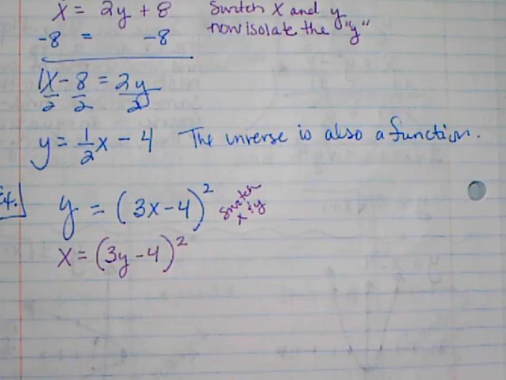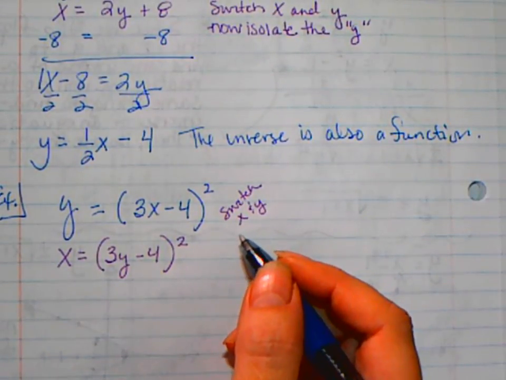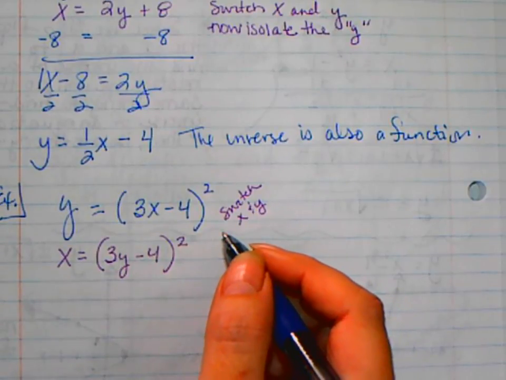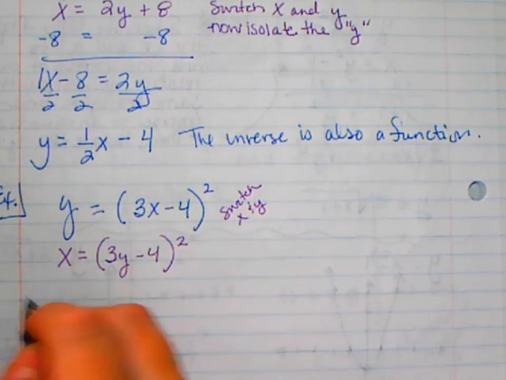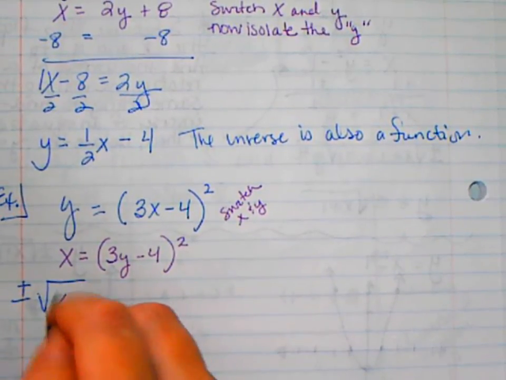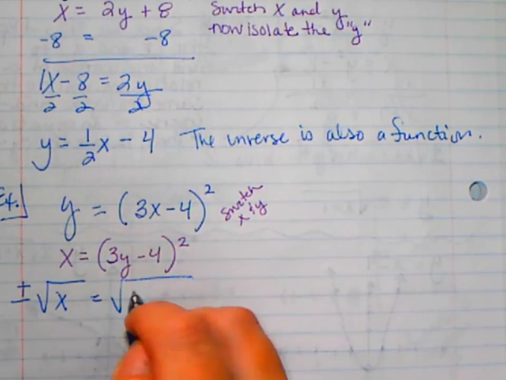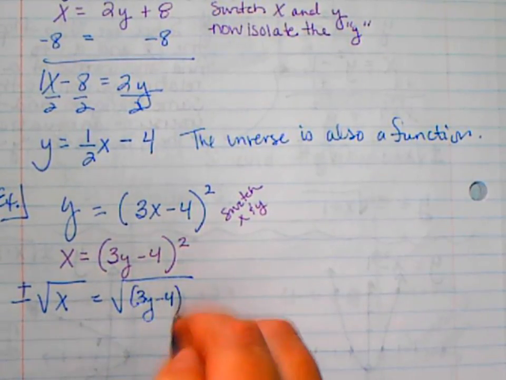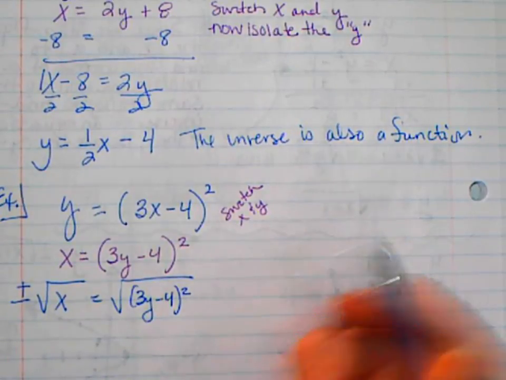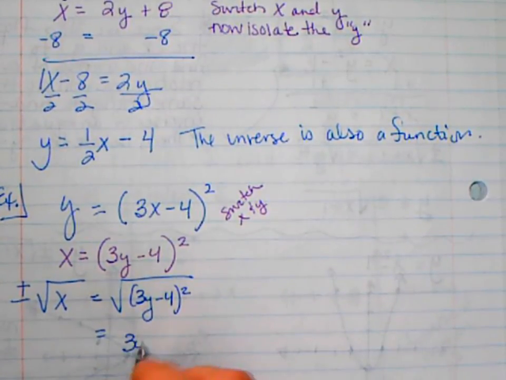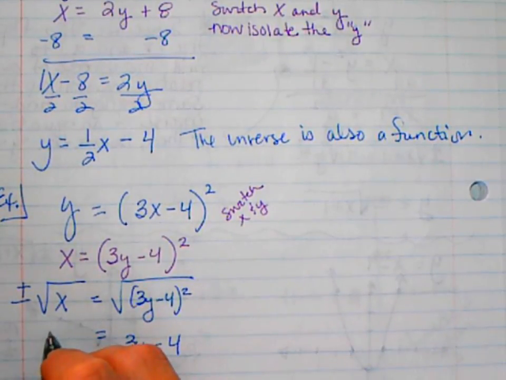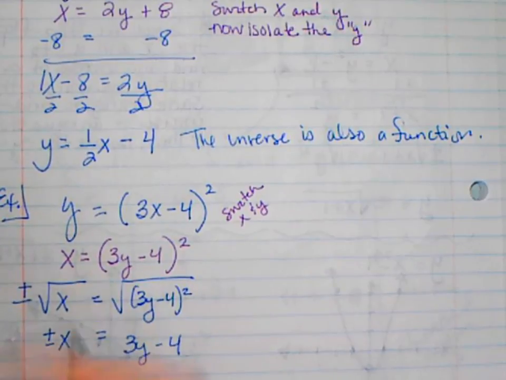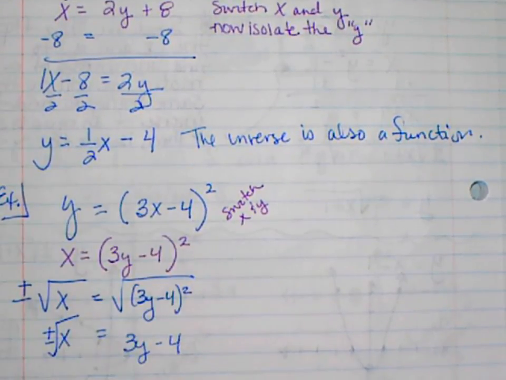So flip-flop, I want to get y by itself. It's being squared, so I'm going to take the square root of both sides. So the side that I'm not trying to isolate, I'll take the positive and negative square root of that side. On the right side, we'll have 3y minus 4. Can I take the positive and negative square root of x? Yes, it's just positive, negative square root of x, right?